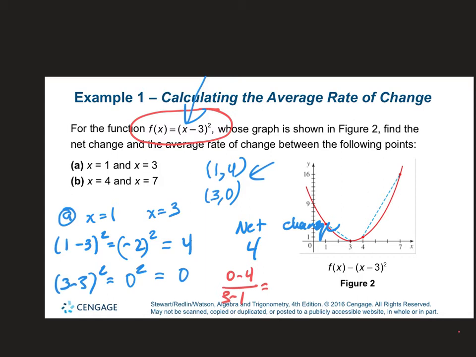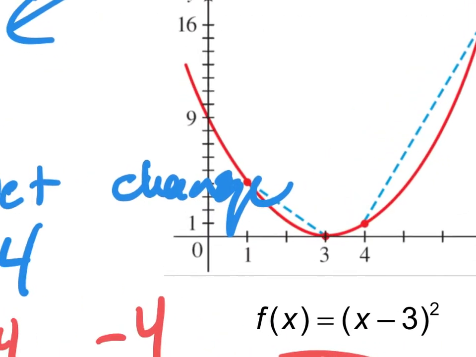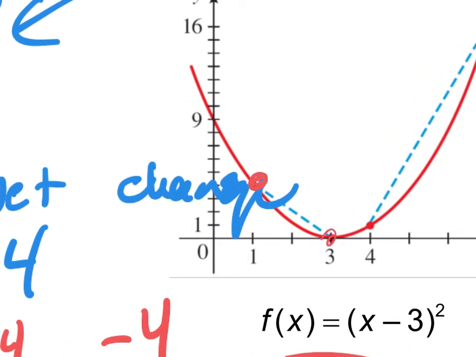4. Negative 4. And what's 3 minus 1? 2. So the average rate of change is negative 2. It's very important that you have that negative, because what is happening between this point here and this point here? What is my function doing? It's going which direction? Up. We read from left to right. So from here to here, is your function going up or down? It's going down. So that's why it's negative.